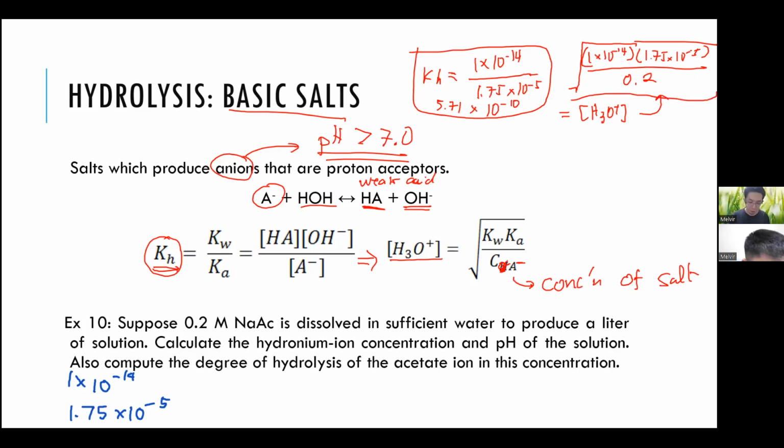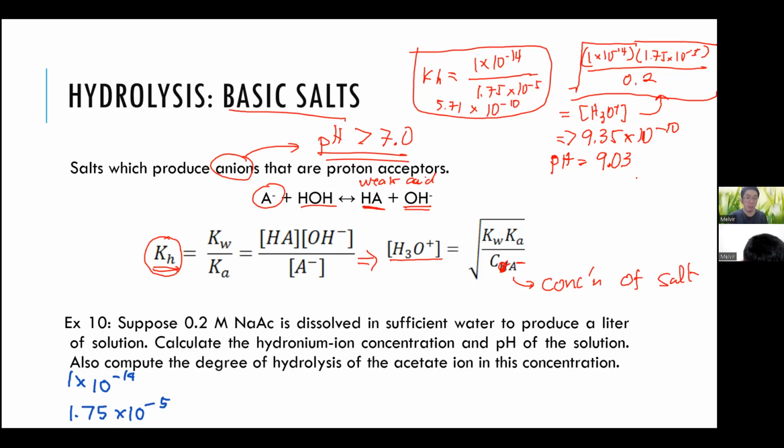So, square root, then 1 exponent negative 14 times 1.75 exponent negative 5, all over 0.2. This is your hydronium ion concentration: 9.35 times 10 to the negative 10. And what is the pH? So, just get the negative log of that. So, 9.02. 9.03. Okay. That is the pH, 9.03.